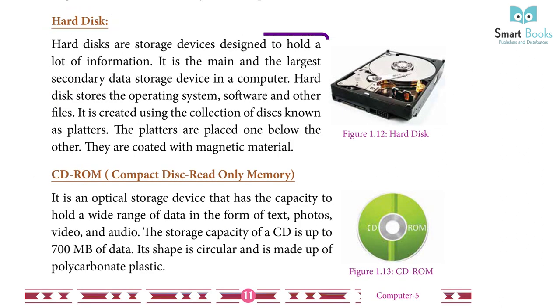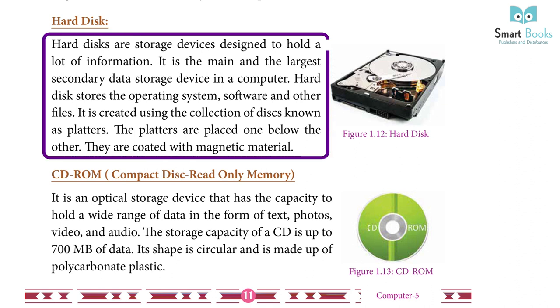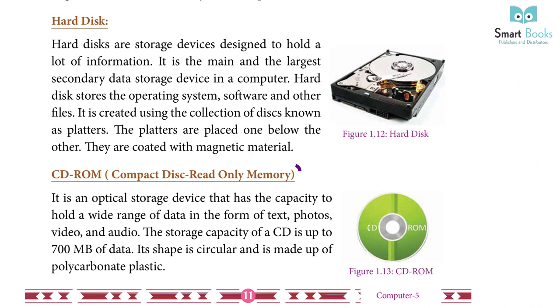Hard disk. Hard disks are storage devices designed to hold a lot of information. It is the main and the largest secondary data storage device in a computer. Hard disks store the operating system, software and other files. It is created using a collection of disks known as platters. The platters are placed one below the other. They are coated with magnetic material.